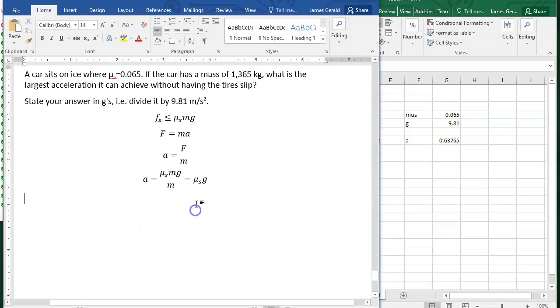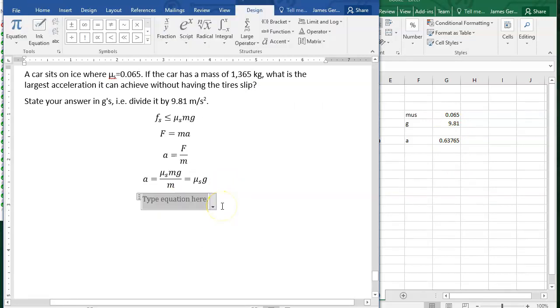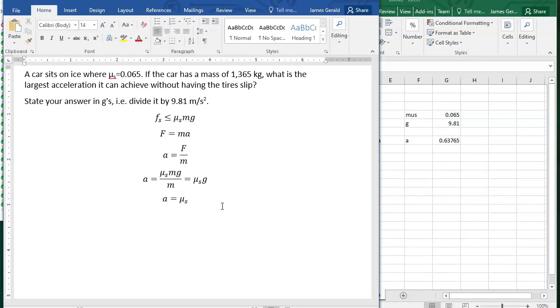Okay, now, final bit. We're going to convert this acceleration to g's by just dividing by g, which leaves us just with a over g is mu s. Right? So the answer to this problem, after you do some work, you're going to get down to is just what you were given in the beginning, 0.065 G's is the acceleration that you have available to you on this ice. And that's it for this problem.